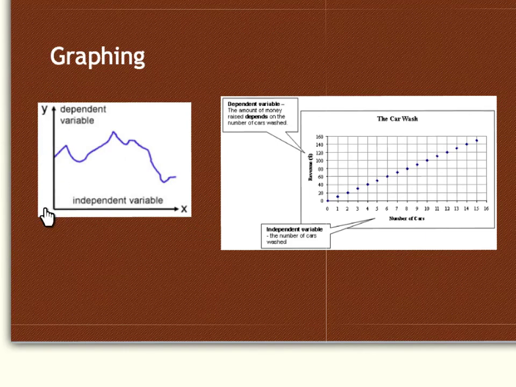And always, always, always on our x-axis we have our independent variable. Always, always, always on our y-axis we have our dependent variable. Okay, so you can see here, here's our independent variable, number of cars washed, and then the dependent variable is the amount of money that they raised per their cars being washed.